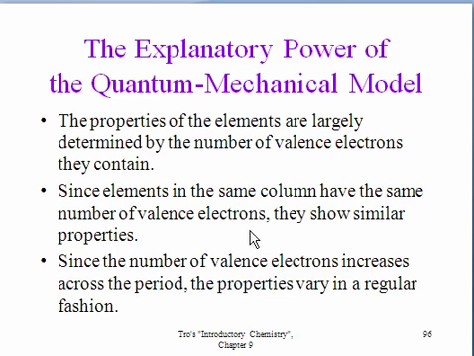So being able to determine the number of valence electrons is based on the quantum mechanical model, because the quantum mechanical model gives us the energy levels and the subshells of atoms. Since elements in the same column have the same number of valence electrons, they show similar properties. And since the number of valence electrons increases across a period, which is a row, the properties vary in a regular fashion. So we can use quantum mechanics to explain the properties of elements in the periodic table.